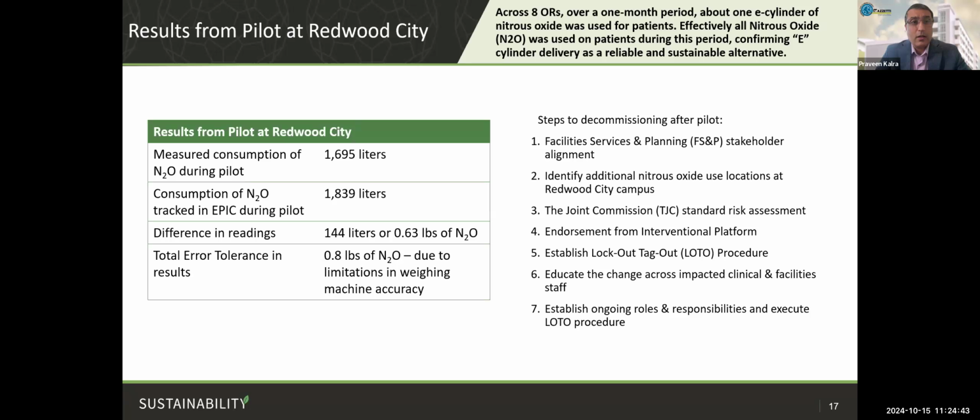And the reason this error was happening was because our weighing machine has some limitations in measuring the weights of these cylinders. They cannot measure anything below 1/10 of a pound. So because of that, we could actually prove 2 things. Number one, that whatever nitrous came out of those cylinders was completely given to our patients. Over a span of 4 to 5 weeks, only 1 cylinder needed to be replaced. This also helped us in analyzing that there won't be any supply chain issues. It will not increase the work of our anesthesia technicians, and almost all nitrous oxide can be delivered to our patients, and that was the objective of this pilot.